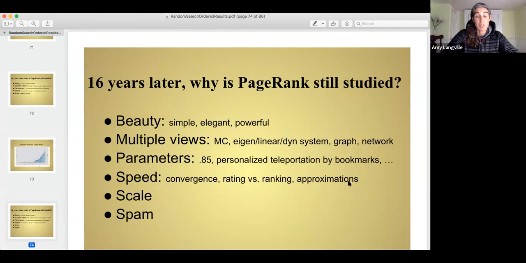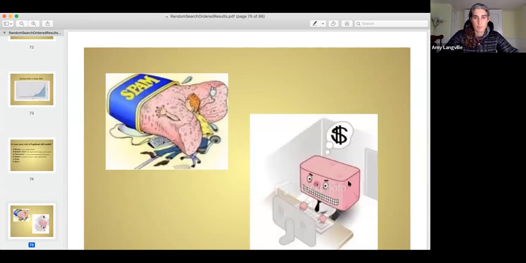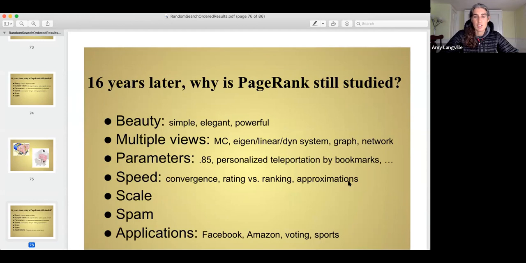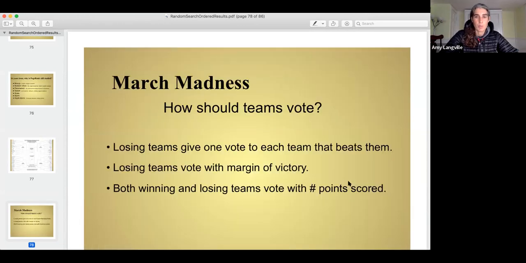Oh, and it's still being studied because there's constantly spam. People are trying to profit off of it, so you're always fighting that. And there's just a gazillion applications. PageRank gets used all over the place. We've used it for March Madness.